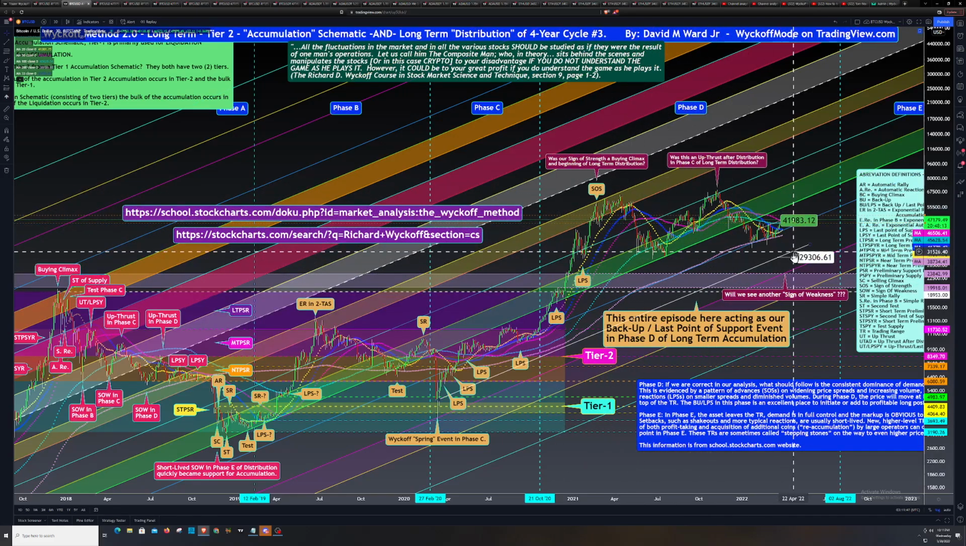This also acted like our backup last point of support event in phase D, as in Delta, for this long-term accumulation schematic. Phase A right here with our selling climax, automatic rally, second test of support, simple rally, test of support, simple rally, last point of support, didn't have a spring, and then we went up with an exponential rally in tier 2. This went up so hard that right then we should know from here on out, when we see stuff like this, that this could end up being a 2-tiered accumulation schematic.